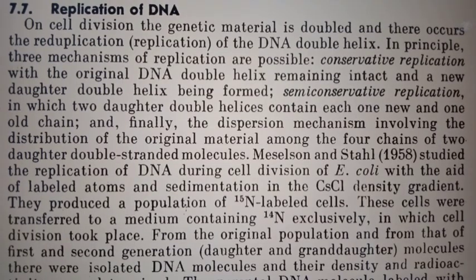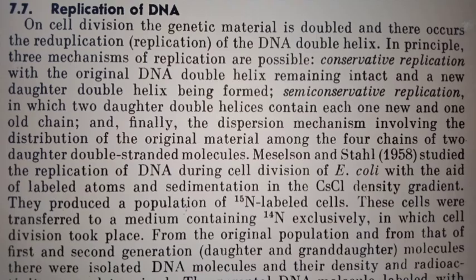Conservative replication, with the original DNA double helix remaining intact and a new double daughter helix being formed. Semi-conservative replication, in which two daughter double helices contain each one new and one old chain. And finally, the dispersion mechanism, involving the distribution of the original material among the four chains of two daughter double-stranded molecules.